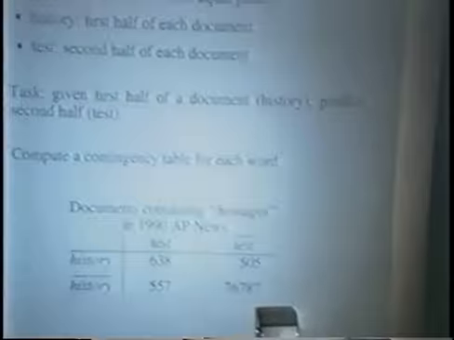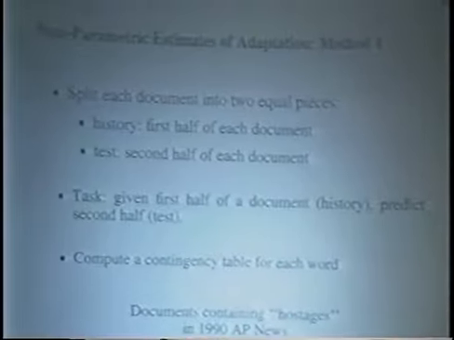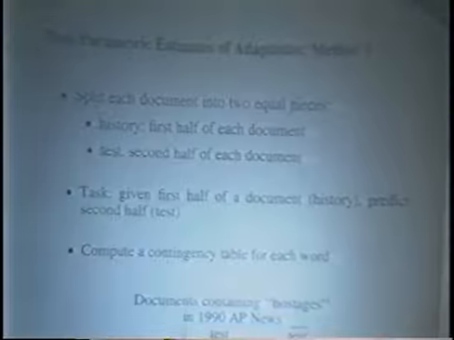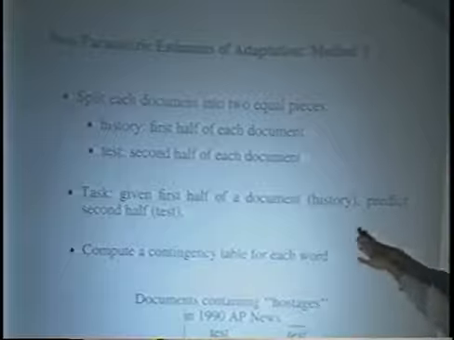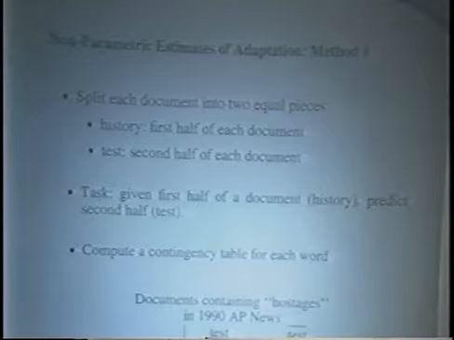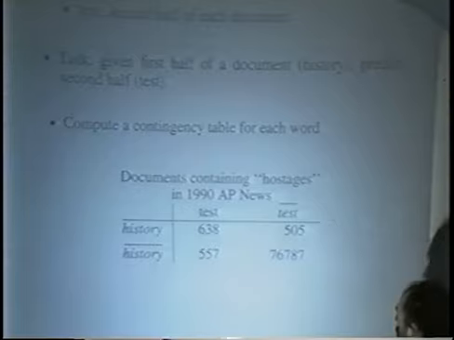So I'm going to introduce two methods for estimating adaptation. This is the first one. What I'm going to do is to split each document in the training corpus into two equal pieces. The first half of the document I'll refer to as the history, and the second half of the document I'll refer to as the test. And the task is, given the first half of the document, given the history, do your best job of predicting the rest. And I'm going to approach this by just calculating a contingency table.